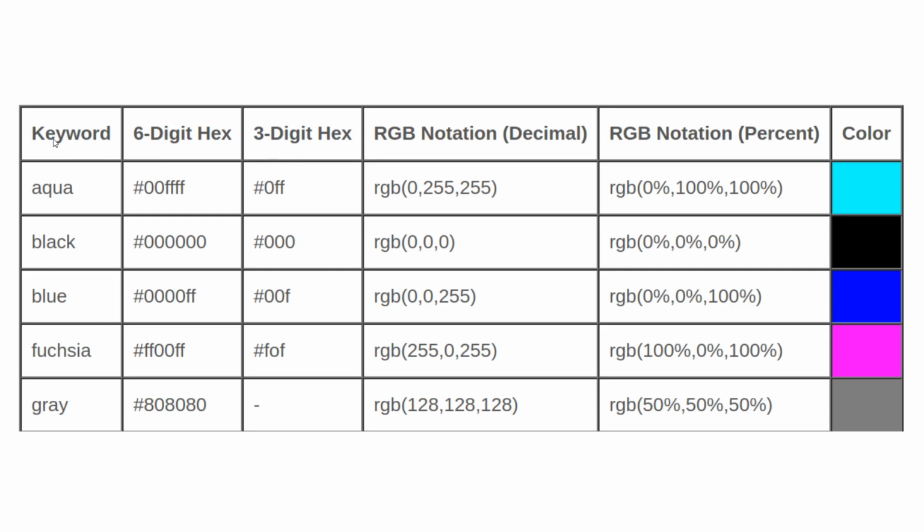The first one is called the keyword, and this is the easiest way to remember color names. This is basically just English language names of those colors, and if you specify this in the CSS, it will automatically render this color. Now there are some limitations to having a keyword color. You don't have a name for all the possible colors.